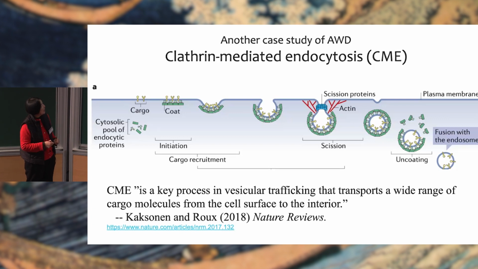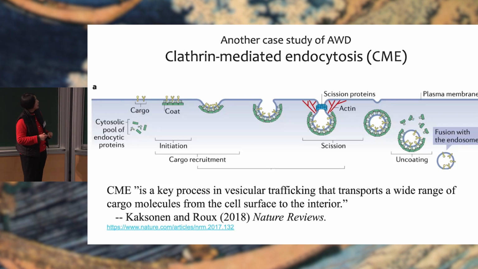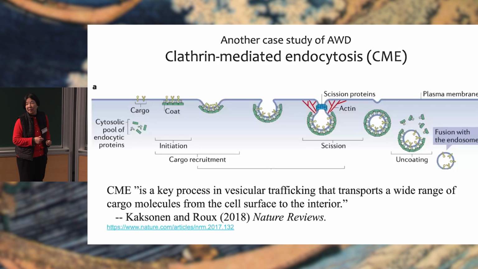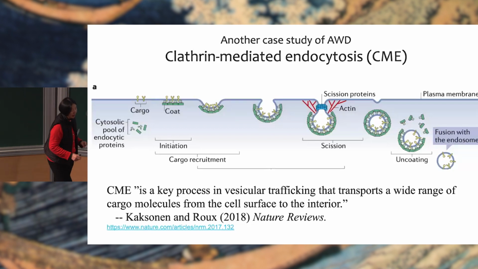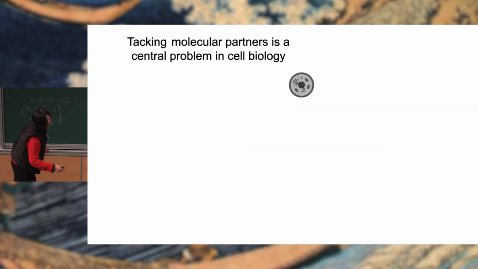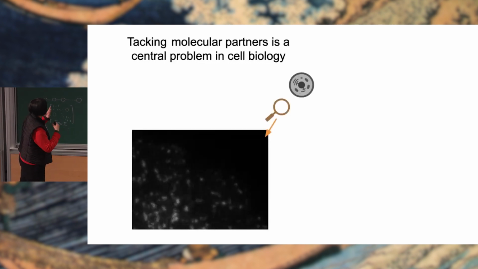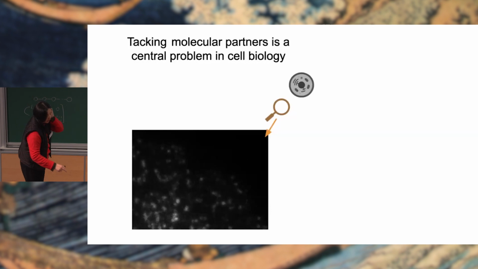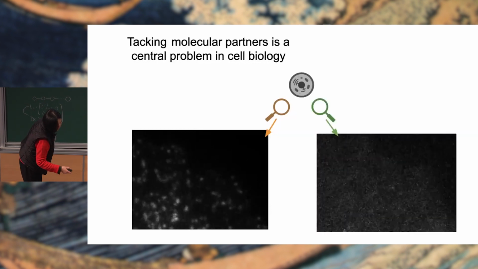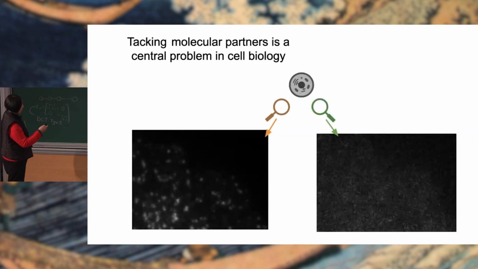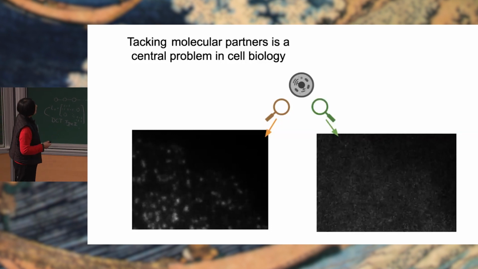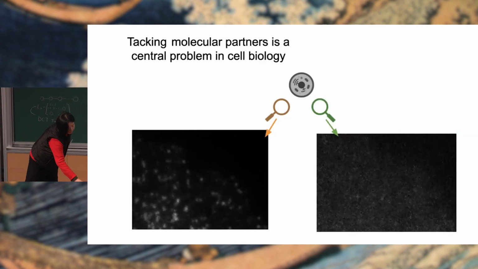But this process doesn't always finish. And cellular biologists who want to study this process want to know when it is finished. So it's called a molecular partner problem. They collect data from the clathrin, which they know is important in this process, and they also collect something else, which is more indicative. You cannot see it, it's too faint.